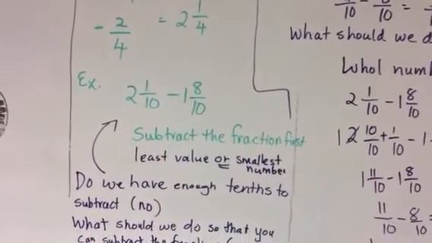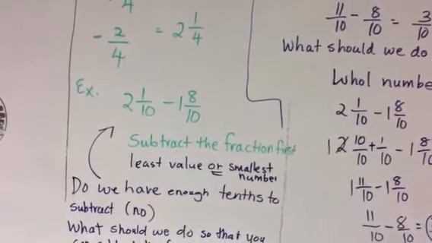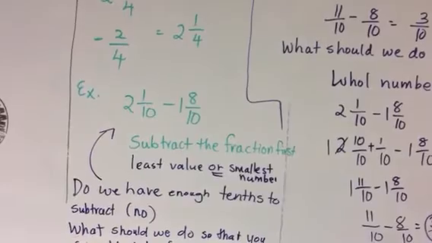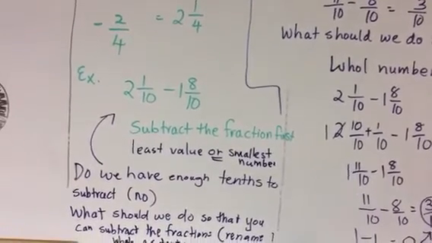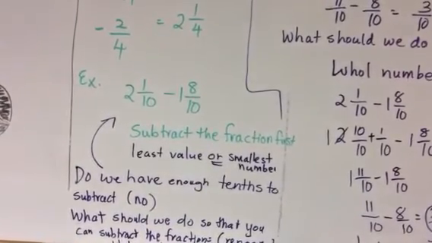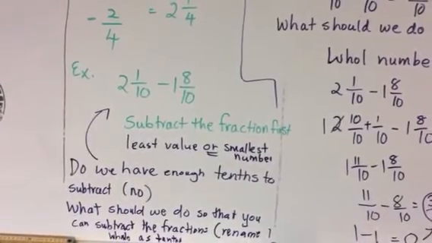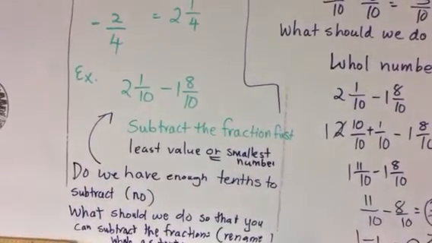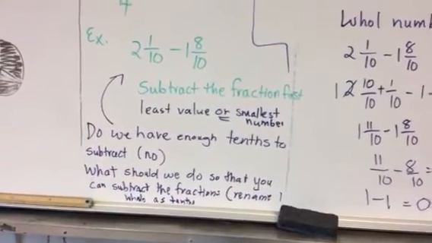Example, 2 1/10 minus 1 8/10. You will subtract the fraction first. That's the least value or the smallest number. But we have a problem here. If you see, from 1 we cannot take away 8. Do we have enough tenths to subtract? No. What should we do so that we can subtract the fraction?